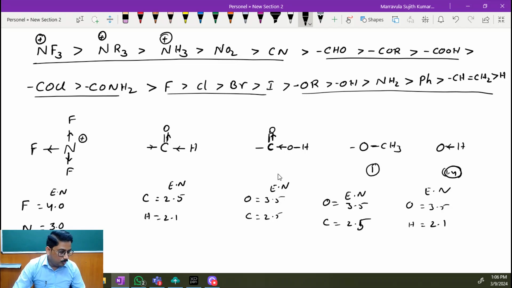But here O and the CH3 group is there. It can attract the electrons with a difference of one electronegativity.